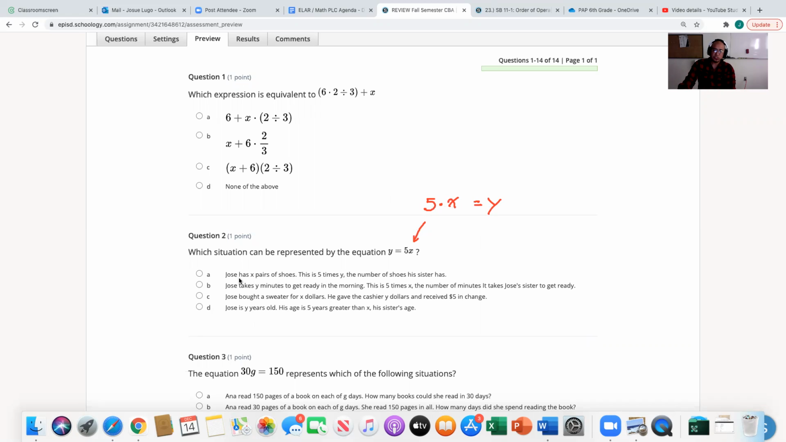A, Jose has x pair of shoes. Okay. This is 5 times y, the number of shoes his sister has. So y is the number of shoes his sister has, but it's saying that I need to do 5 times y. Am I at any point multiplying 5 and y up here? I am not. So ladies, A is clearly not the answer. Let's go to B.